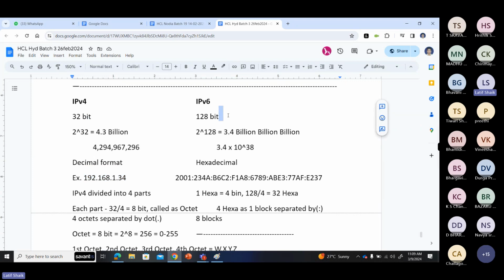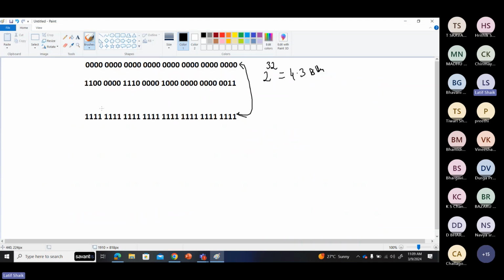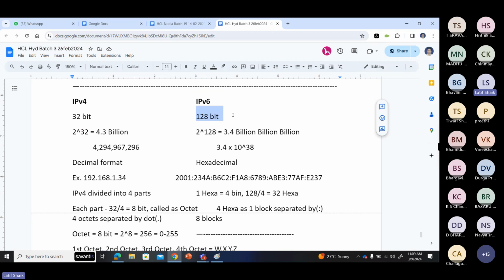And coming to IPv6, it's 128-bit. Similarly, you can see zeros and ones if you write 128 bits in IPv6. 2 to the power of 128 is about 4.3 billion IP addresses. It is exactly 3.4 into 10 to the power of 38, or 34 into 10 to the power of 37. That many IP addresses you are getting.